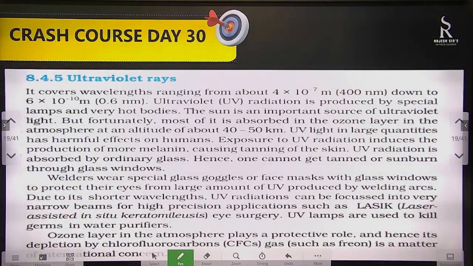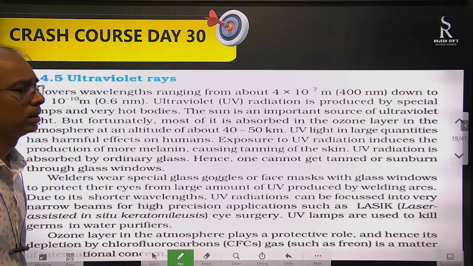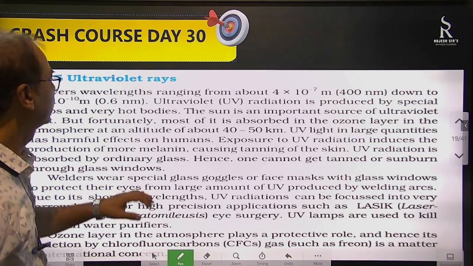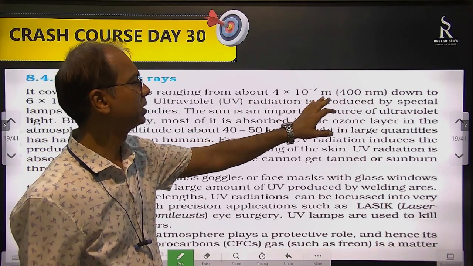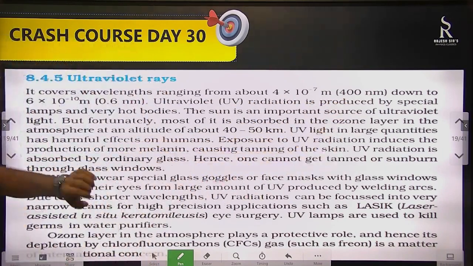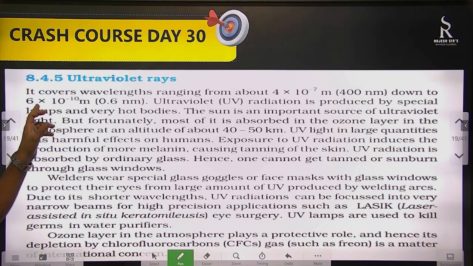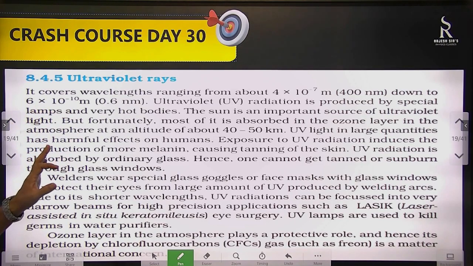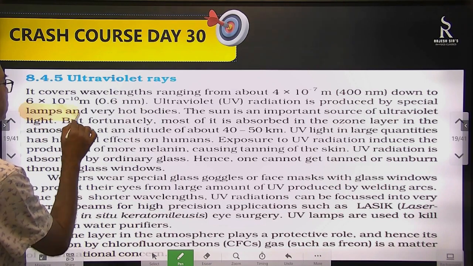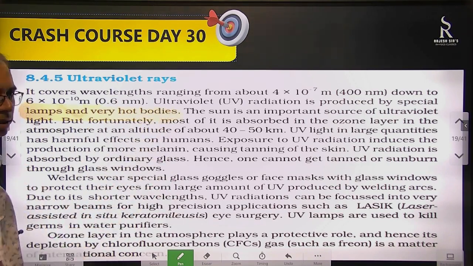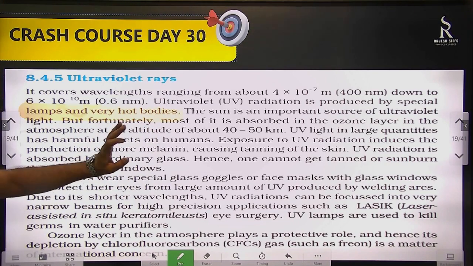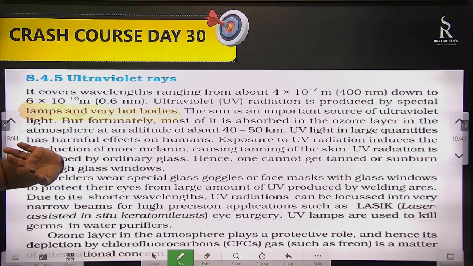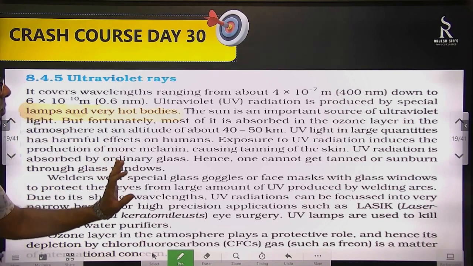Then what? Ultraviolet rays. These are dangerous for us. Very high energy they have. Wavelength is from 4 into 10 to the power minus 7, 400 nanometer, down to 6 into 10 to the power minus 10, that is 6 angstrom. This is produced by special lamps and very hot bodies. Now, the sun is a very hot body, obviously. The sun is an important source of ultraviolet light, and it's dangerous for us.